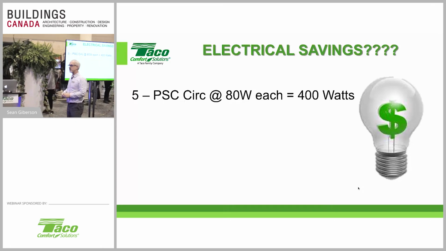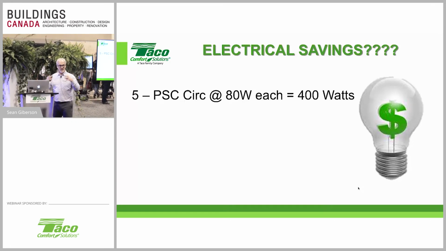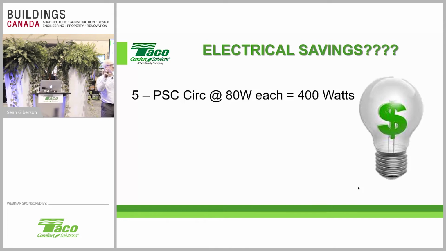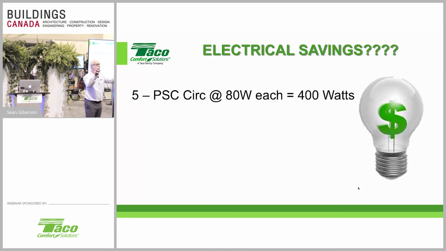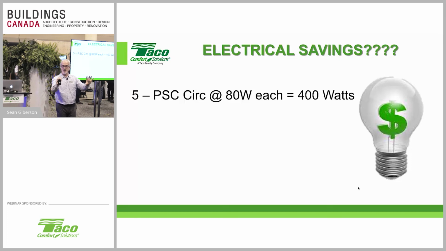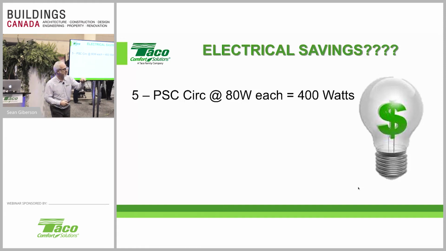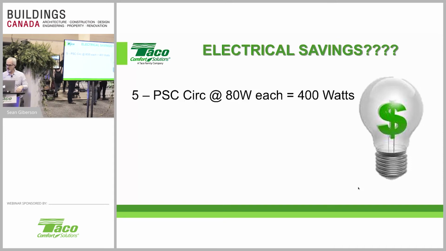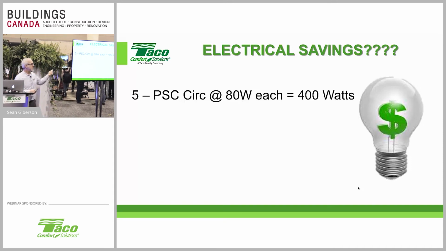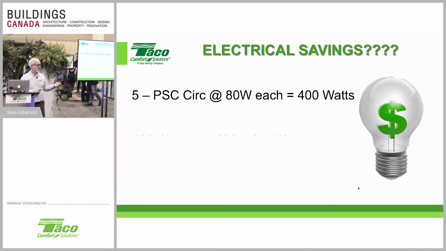But if we talk in terms of a typical system, understand this is taken circulator A, circulator B, and we're going to put them on a bench test and run them. I just happened to build a little bit of a scenario in here. But at the end of the day, this is only talking about electrical savings to make that circulator turn. So in this case, the example is 5 permanent split capacitor circulators. Let's perceive they're about 80 watts each. That's a 400 watt total.